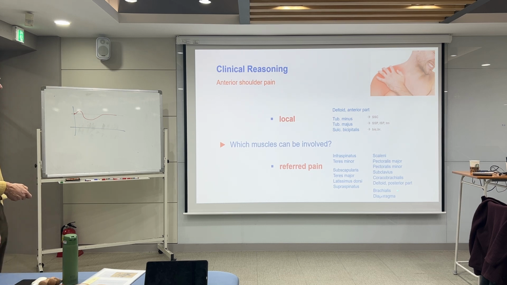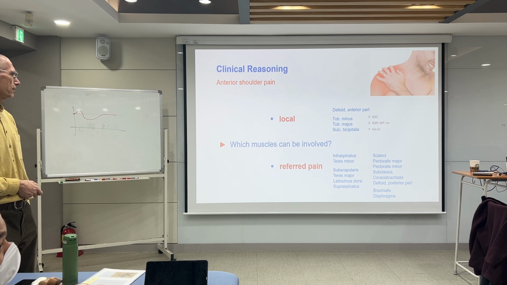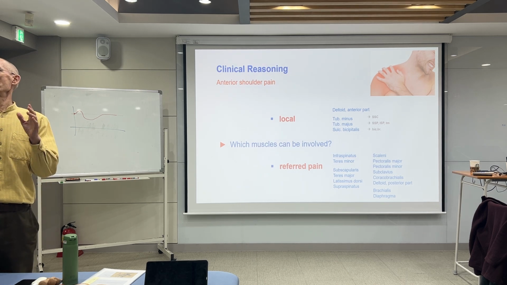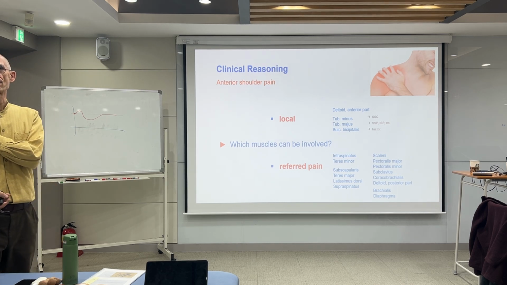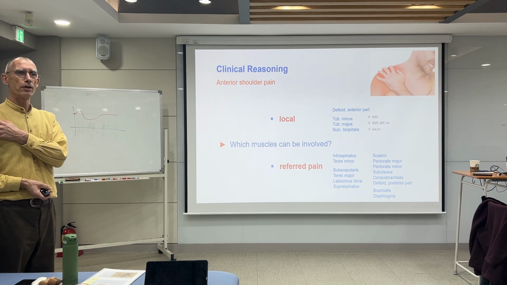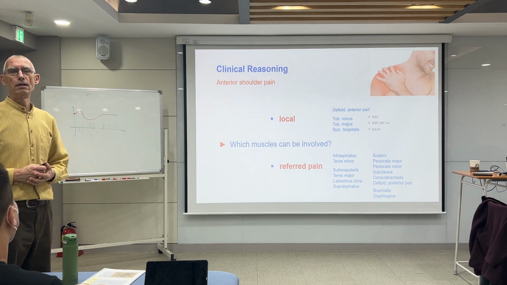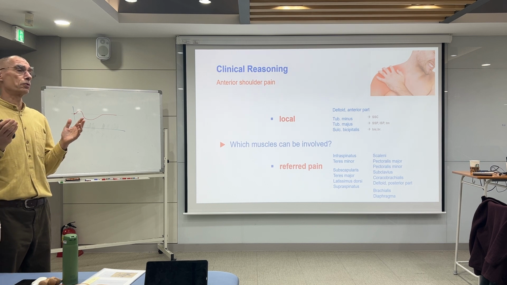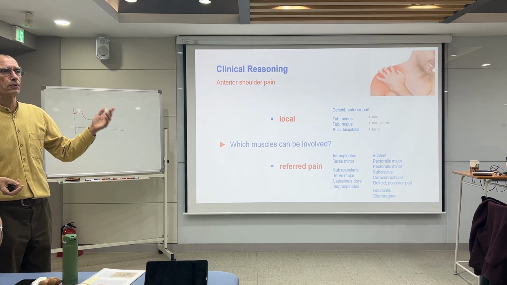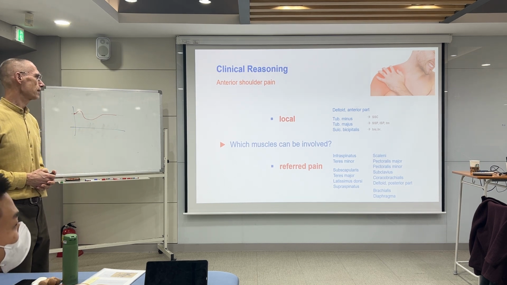Or it could be a problem from the infraspinatus, teres minor, subscapularis, teres major, latissimus dorsi, supraspinatus, scaleni, pectoralis major and minor, subclavius, coracobrachialis, deltoid, posterior part, brachialis, or the diaphragma. There are many, many options when the patient says, I have an anterior shoulder pain from the myofascial point of view, and it could be not a myofascial problem, it could be a joint problem, for example.